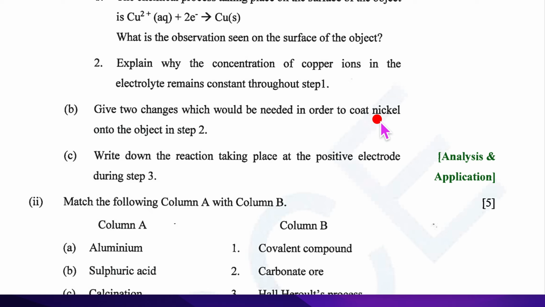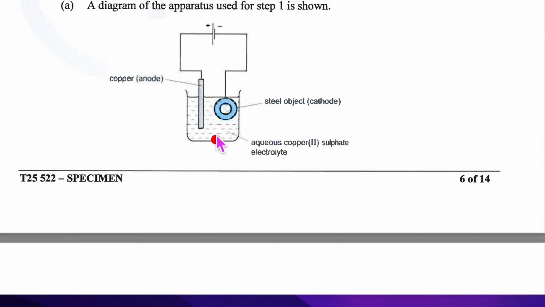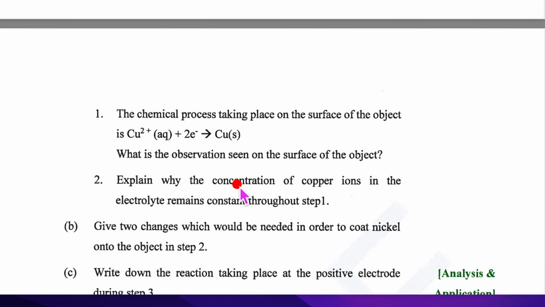What changes would be needed to coat nickel onto the object in step 2? If I want a nickel coating, can I use copper? Here I cannot. It will have to be nickel, and here it will have to be nickel sulfate or nickel chloride aqueous solution. These are the two changes.